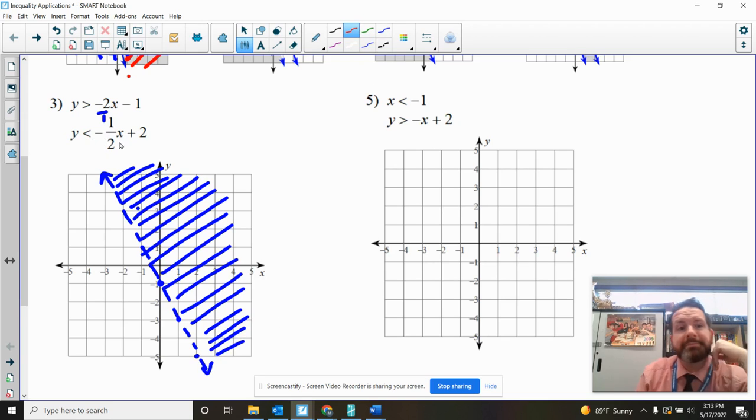Let's now do the second one. I'll do this one in red. So y less than negative a half x plus 2. So start at a height of 2. The slope of negative a half would be down 1, right 2, down 1, right 2, or up 1, left 2, up 1, left 2. This again is just a less than, so a dashed line. And it's a less than, so we're shading below this line.